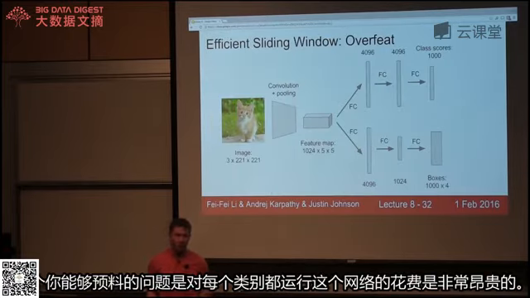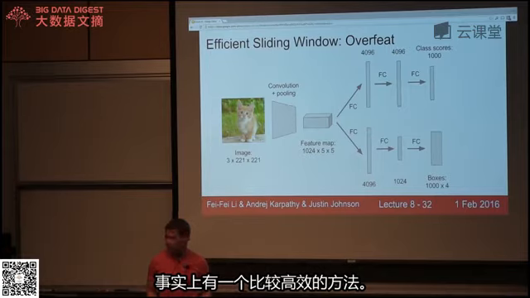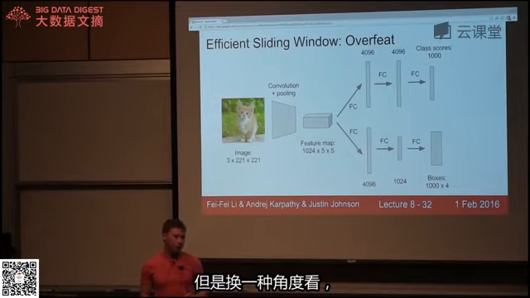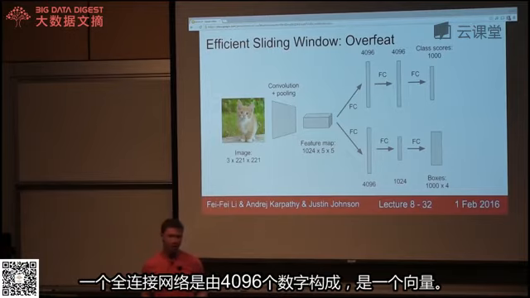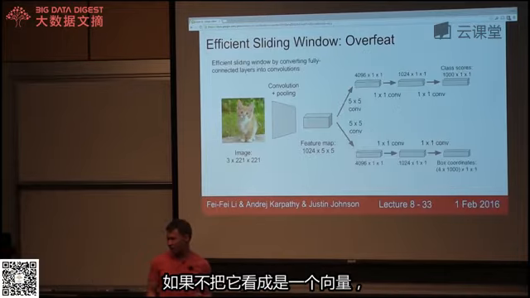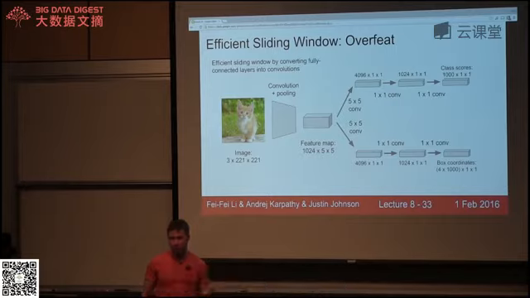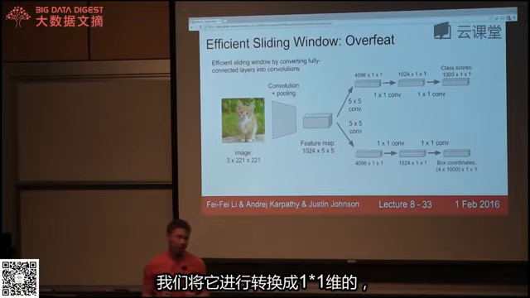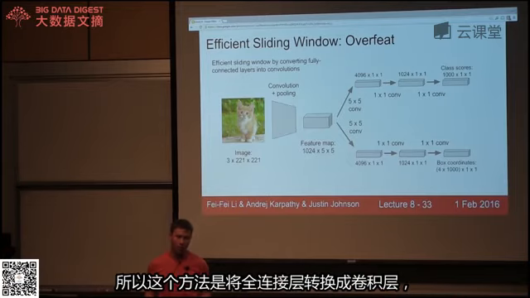But there's actually a more efficient thing we could do. So we normally think of these networks as having convolutional layers and then fully connected layers. But when you think about it, a fully connected layer is just 4096 numbers, right? It's just a vector. But instead of thinking of it as a vector, we could think of it as just another convolutional feature map. It's kind of crazy. We've just transposed it and added 2 1-by-1 dimensions. So now the idea is that we can treat our fully connected layers and convert them into convolutional layers.